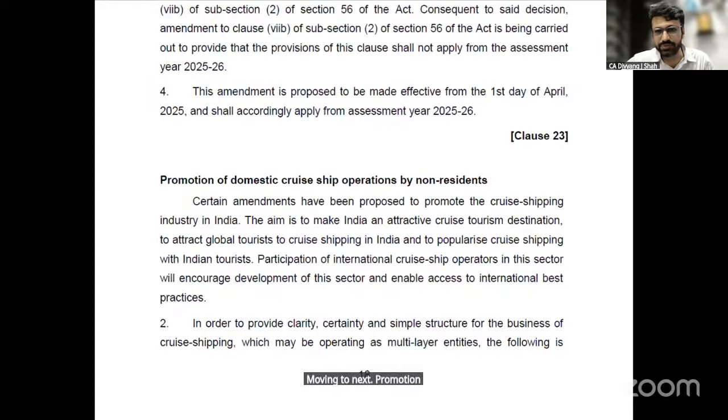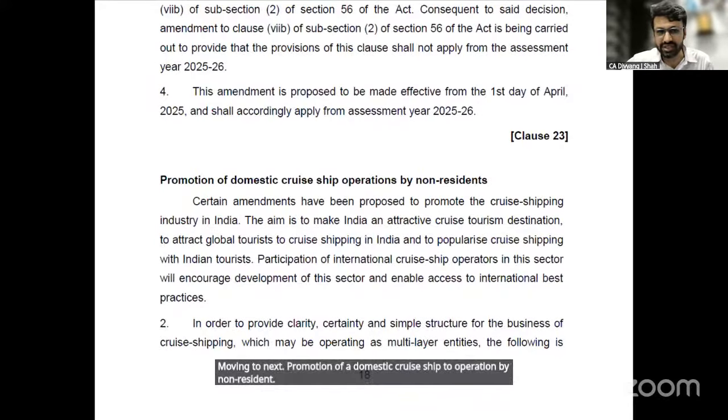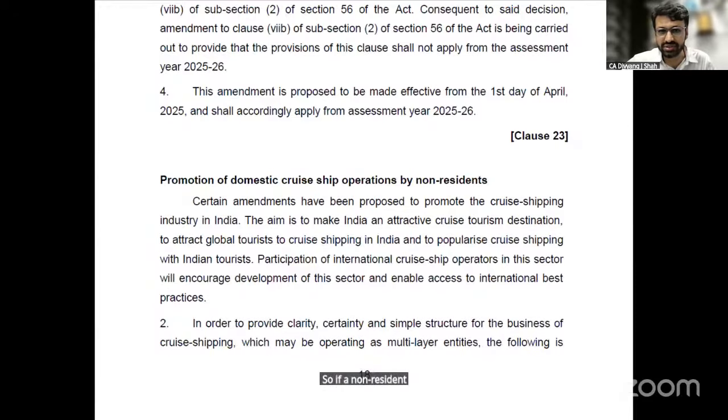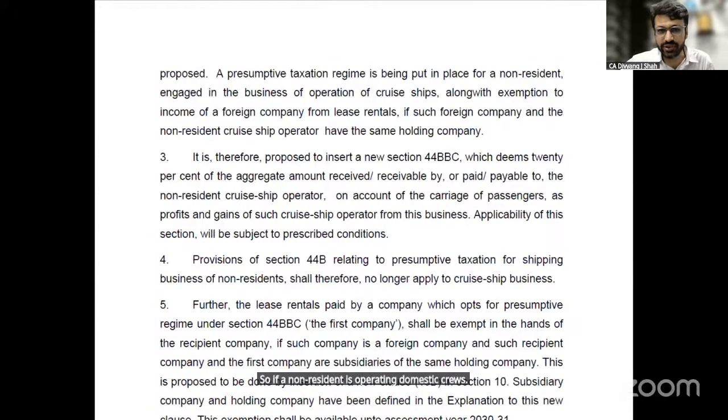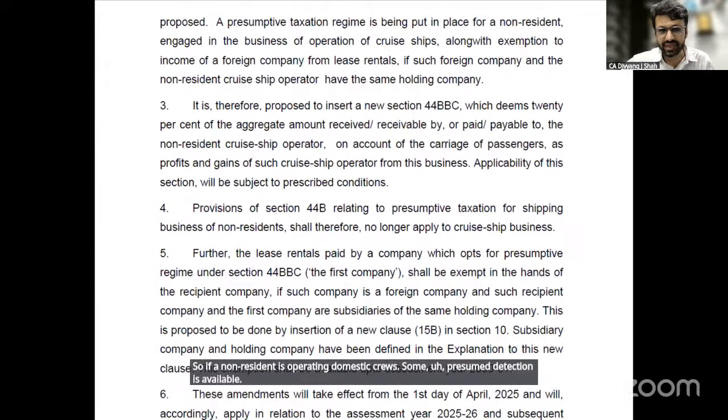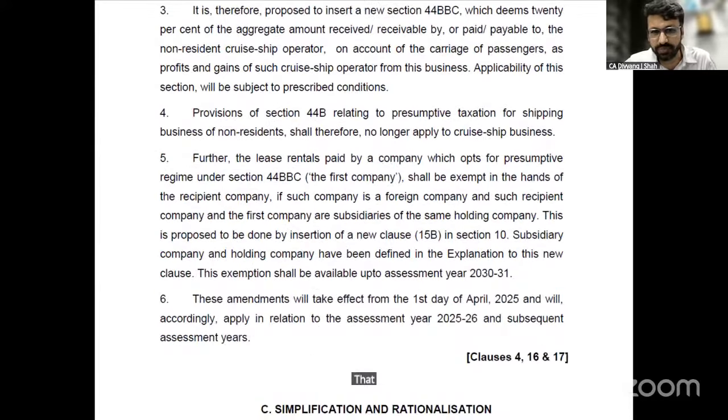Promotion of domestic cruise ship operation by a non-resident. So if a non-resident is operating a domestic cruise, some presumptive taxation is available. That section is 44BBC.